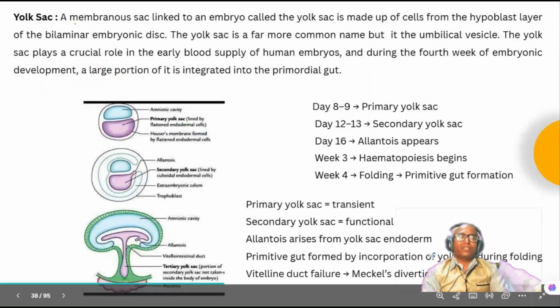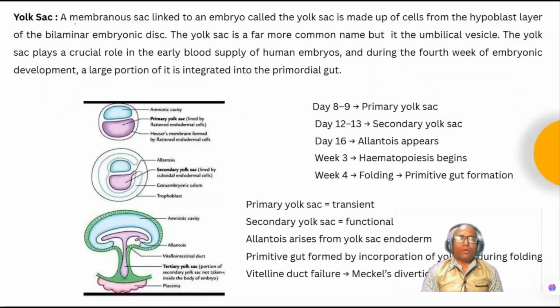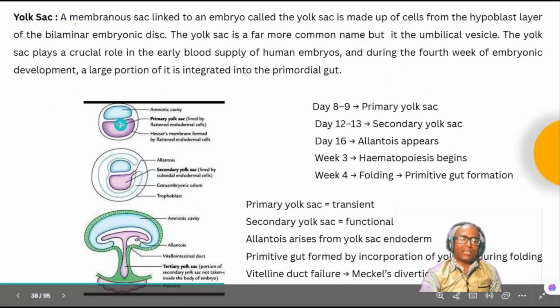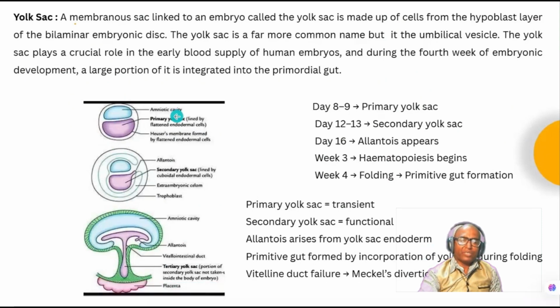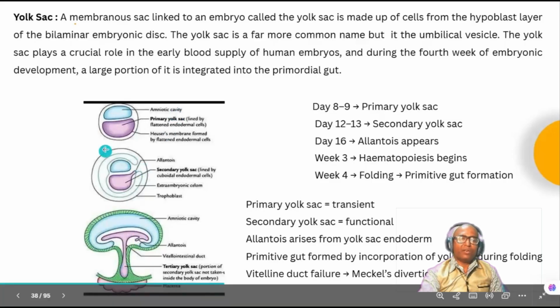Okay, so let us talk something about the yolk sac. We have seen that this is the yolk sac. Initially it was a primary yolk sac, then there was a secondary yolk sac, then there is a definitive yolk sac, also called the tertiary yolk sac. So these are the different types of the yolk sac. The same yolk sac gets further developed.